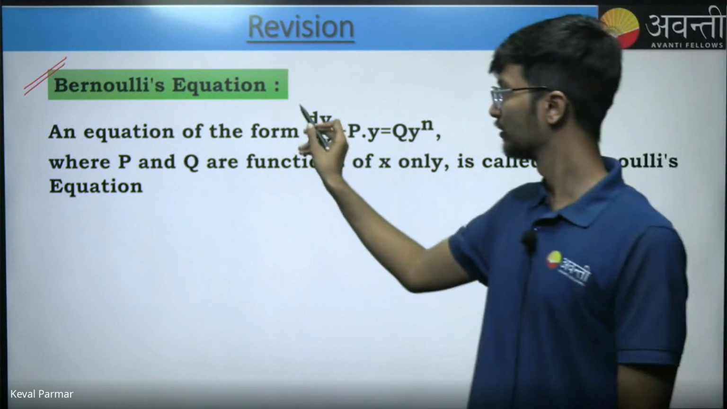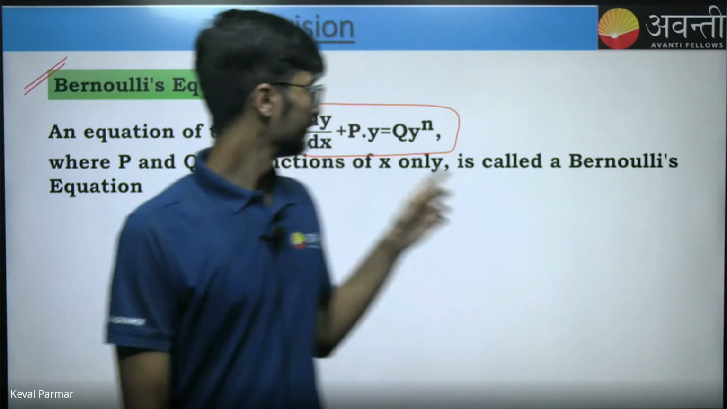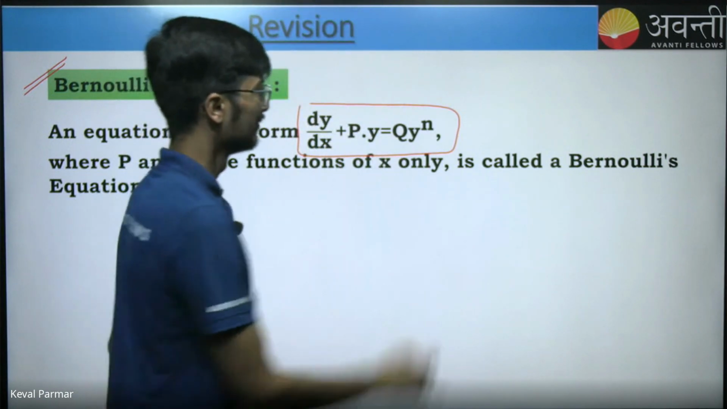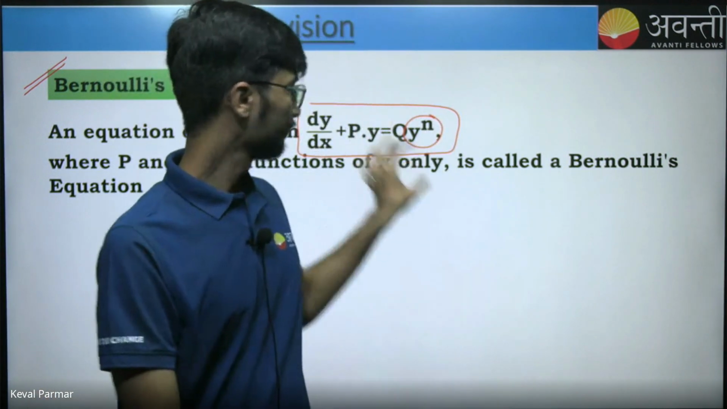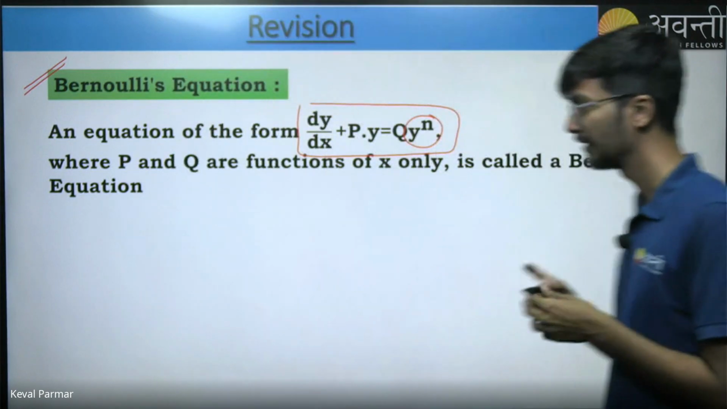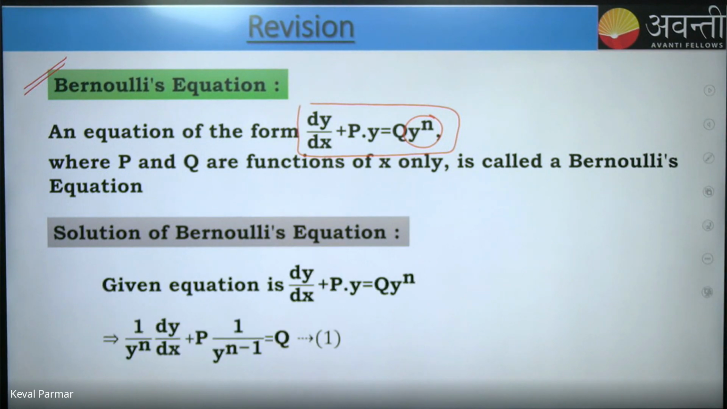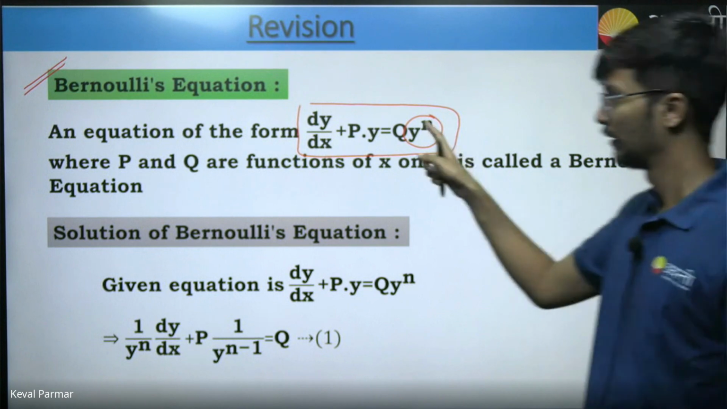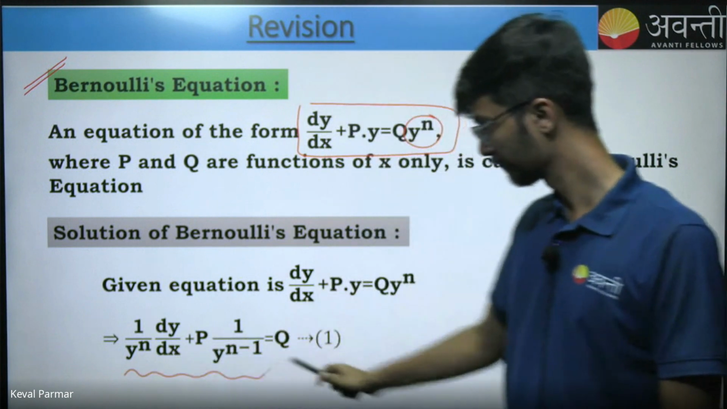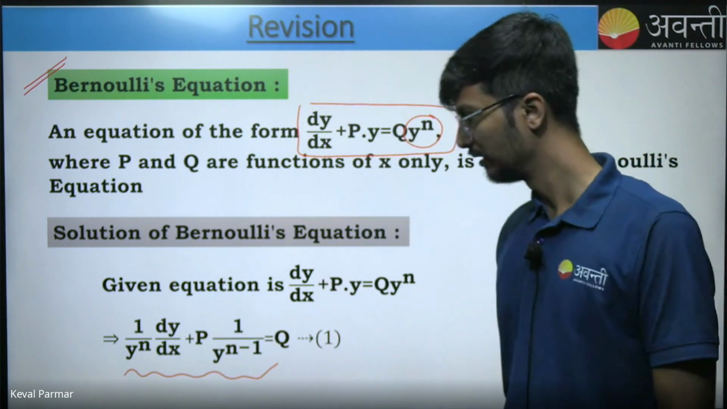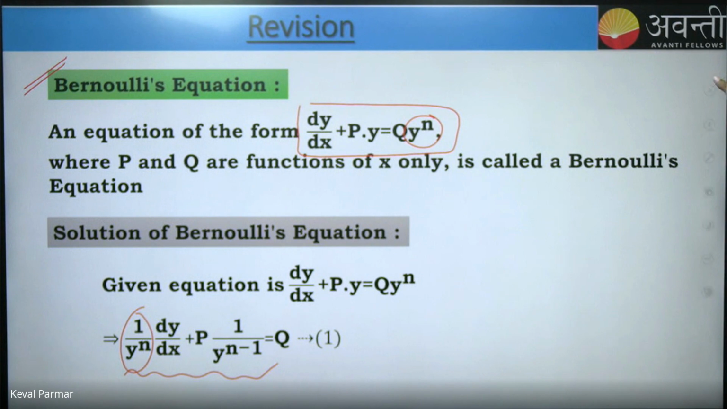Now, the equation of this form, which somewhat looks like the linear differential equation. See, dy by dx plus py equals to q, just there is this term y raised to the power n. So for this, what did Bernoulli suggest? That first divide the whole equation by y raised to the power n. So we'll get the equation like this. After getting this, we'll substitute this 1 upon y to the power n minus 1 as t.